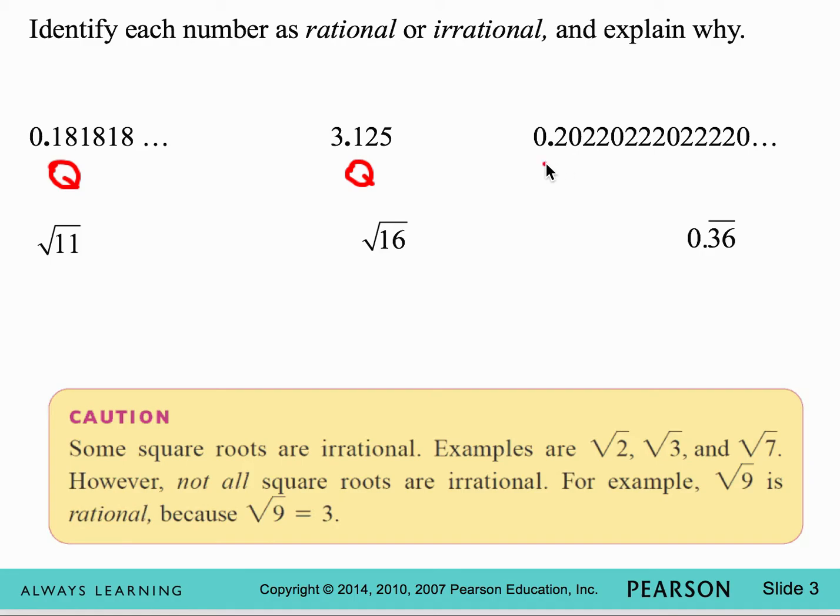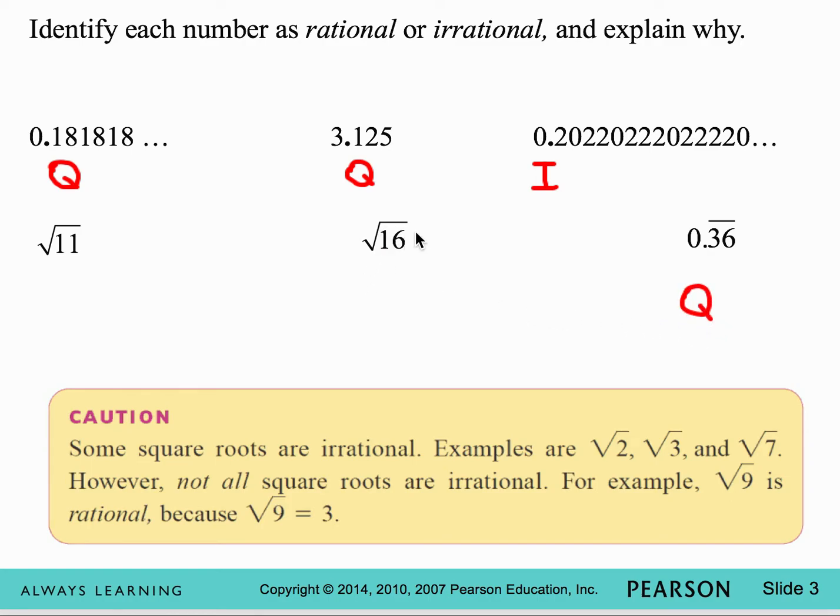Okay, what do you think about this one? It is irrational. And why is because it doesn't end and it doesn't repeat. Look, 202222222220 dot dot dot. I see a pattern that never repeats and never ends. So it's irrational. Okay, let's go backwards here. That's a repeating decimal, so it's rational.